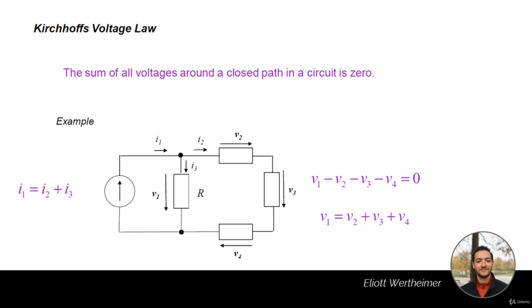It is going counterclockwise while V2, V3, and V4 are going clockwise. This means that V1 is actually of the opposite sign of V2, V3, and V4. Hence, you can write that V1 must equal V2 plus V3 plus V4, or that V1 minus V2 minus V3 minus V4 equals 0.